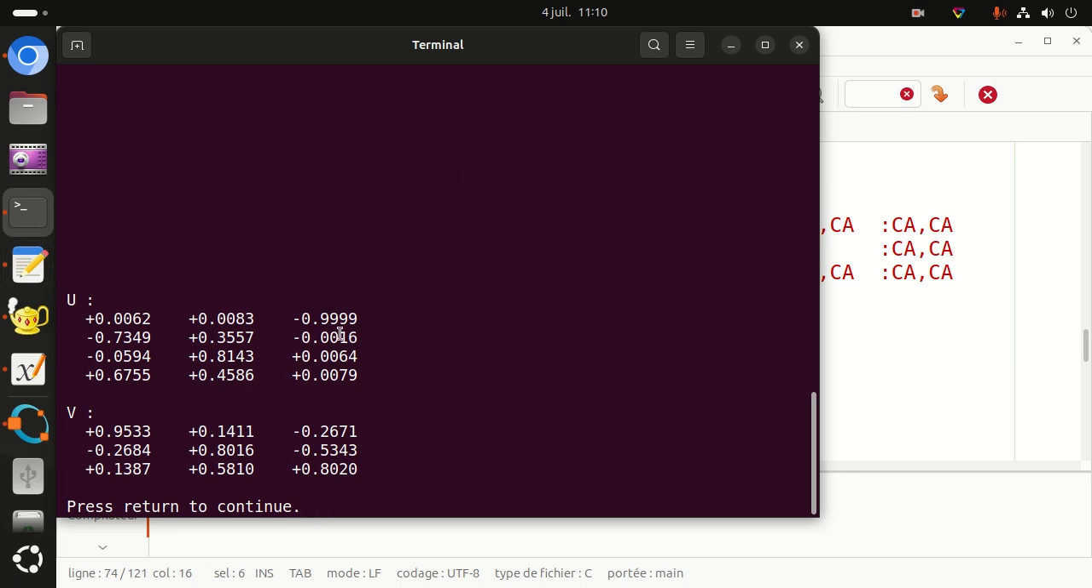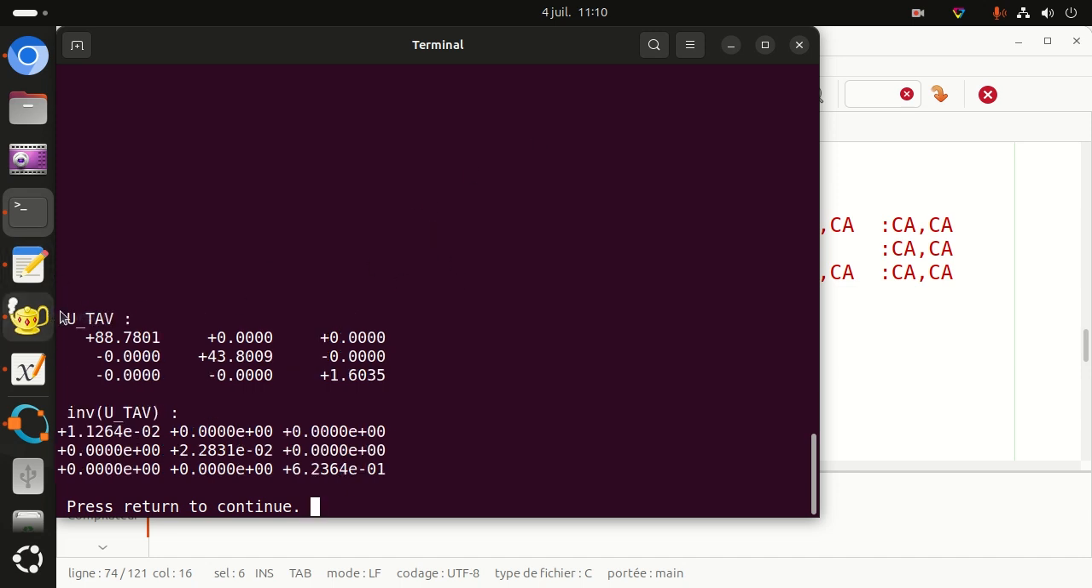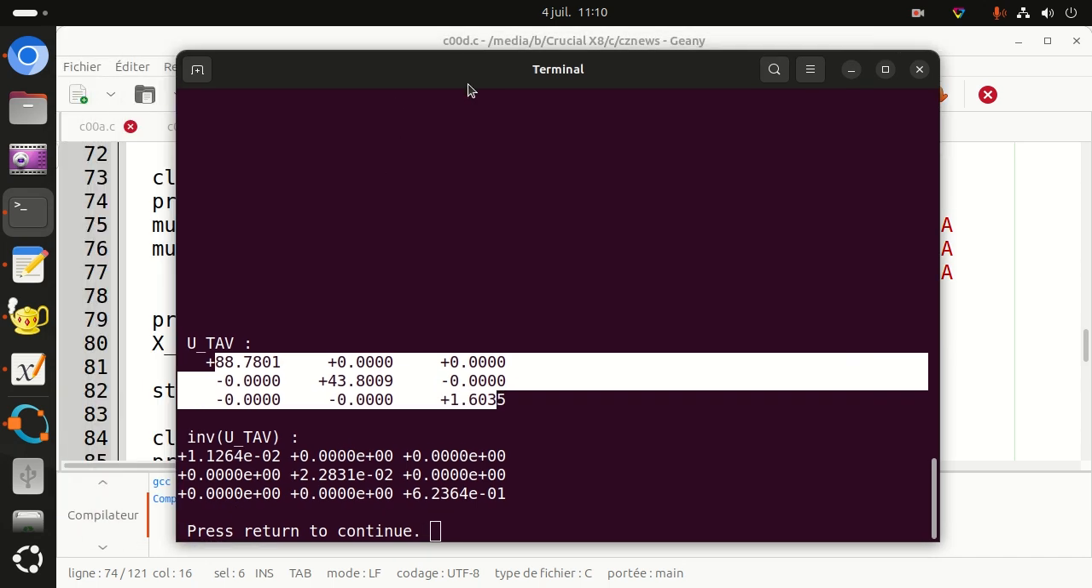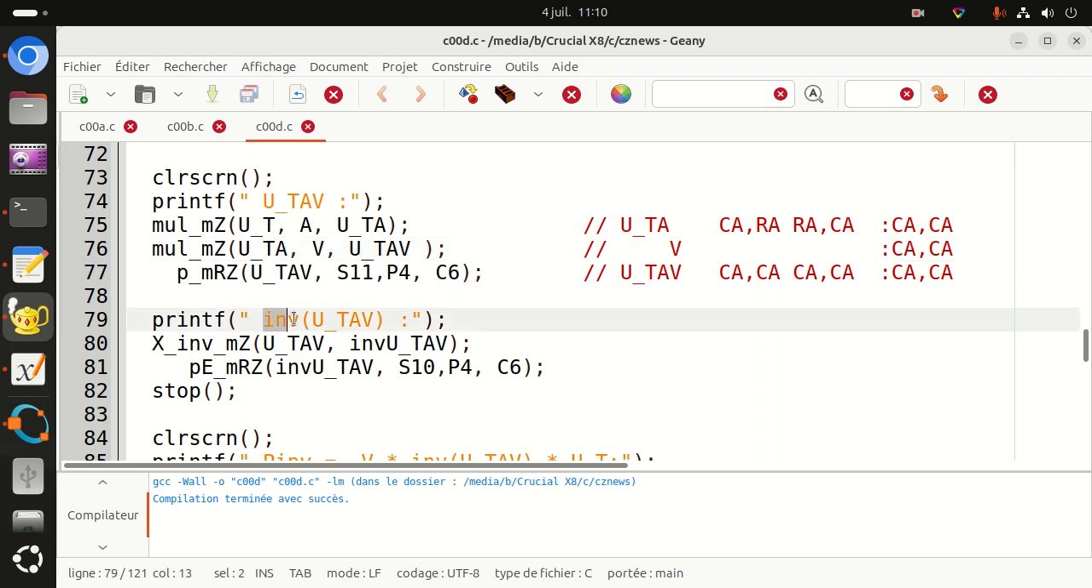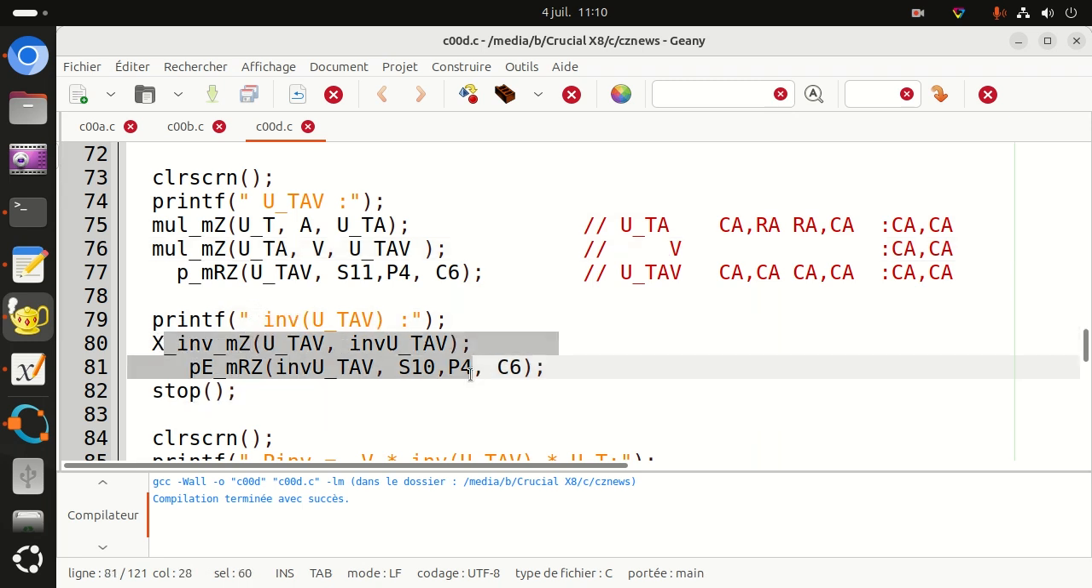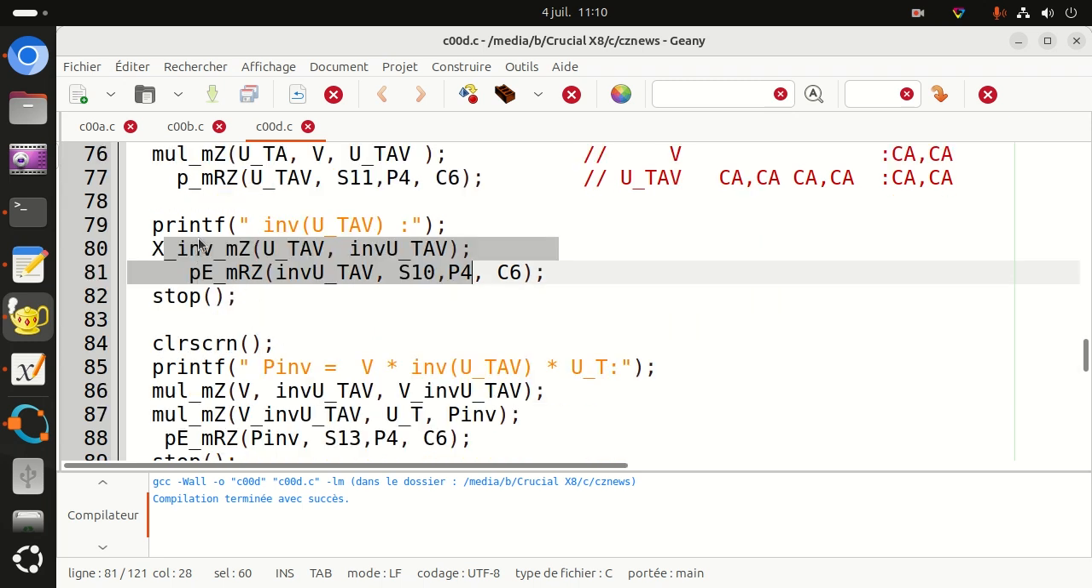Like you compute U and V, this computation gives a diagonal matrix. We transpose A and V. This gives a transposed matrix. It is easy to invert a diagonal matrix because you only invert the diagonal value coefficients.